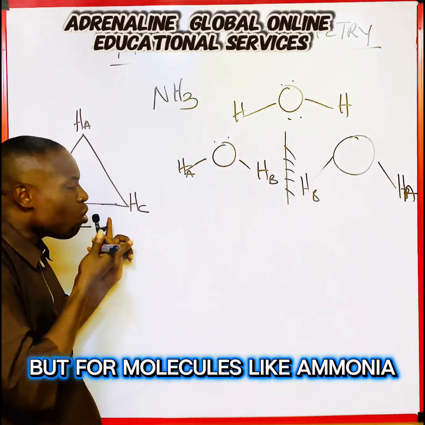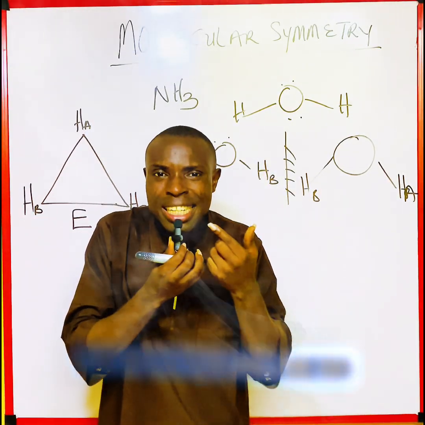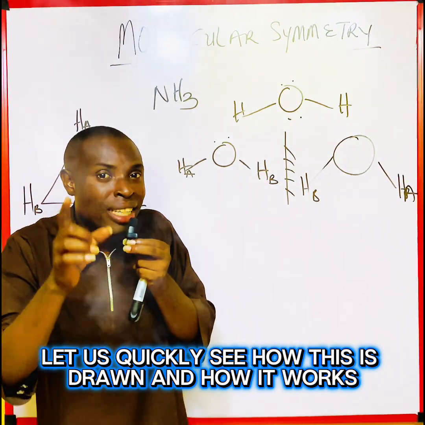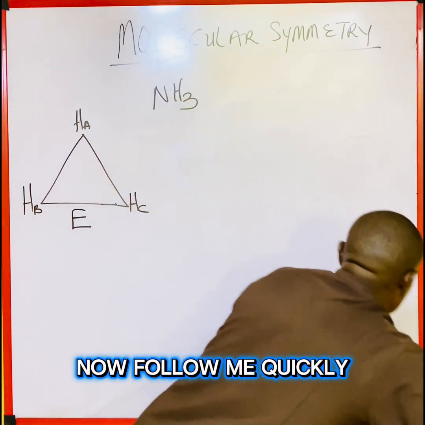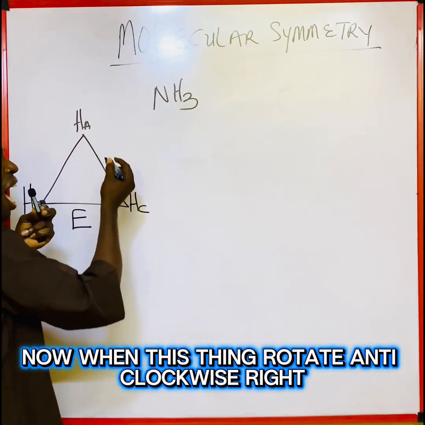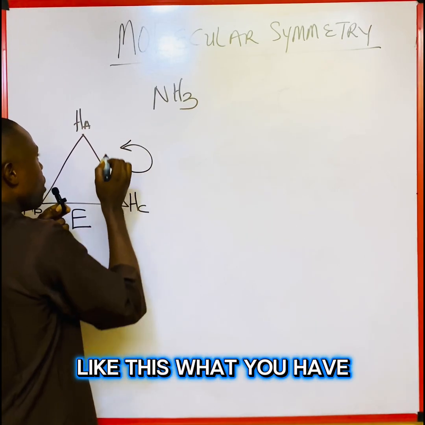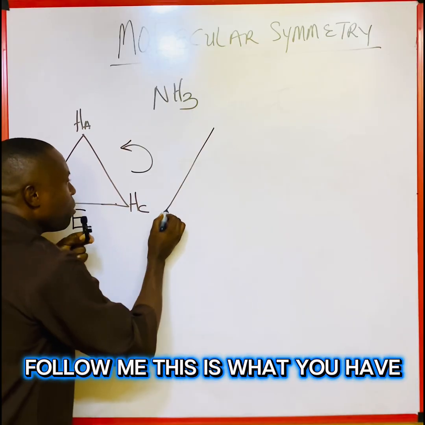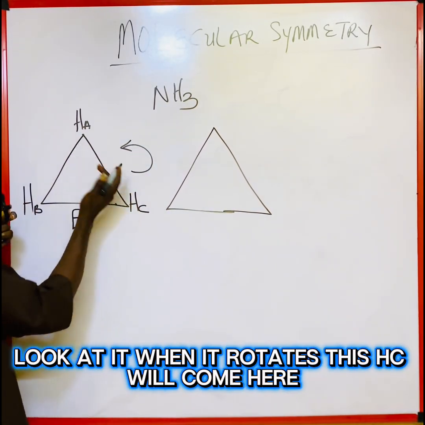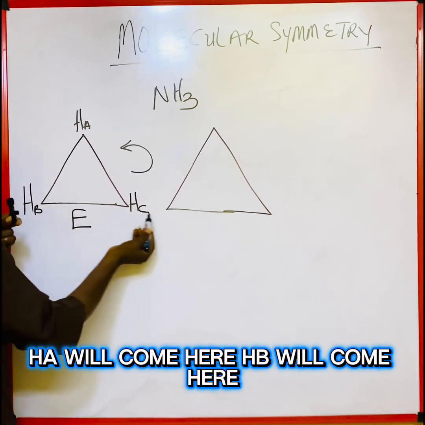But for molecules like ammonia, the rotation will be 120 degrees. So let us quickly see how this is drawn and how it works. Now follow me quickly. When this rotates anti-clockwise, like this, this is what you will have. Look at it. When it rotates, this HC will come here, HA will come here, HB will come here.